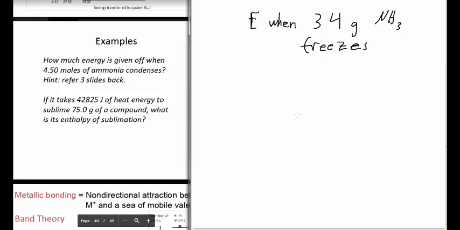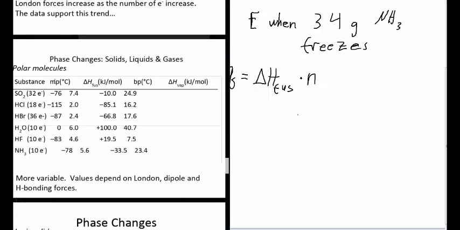But anyway, the bonus question is, what is the energy released when 34 grams of ammonia freezes? Now, when we are talking about freezing or melting, we have to use the enthalpy of fusion. So we are going to need to find that value. The enthalpy of fusion is the second column in our chart. Here's the second column over here, 5.6 kilojoules per mole.